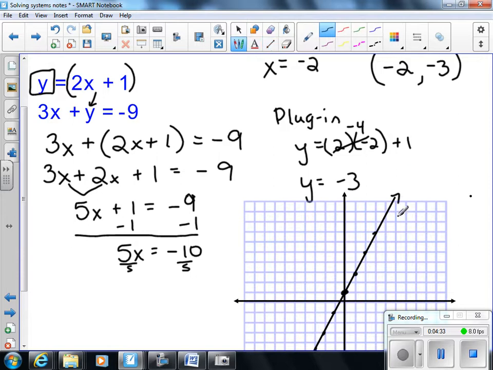And remember, I asked you to kind of label them. This is y equals 2x plus 1. Okay, the other one, let's solve for y. So I need to move 3x over, and I end up with y equals -3x minus 9.